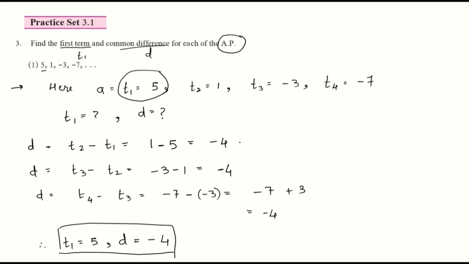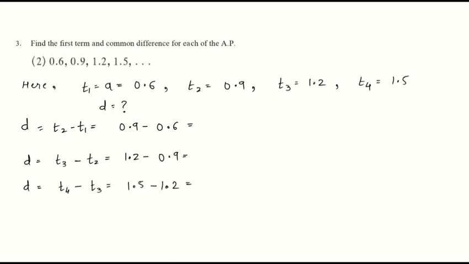Moving on to next question. Here in the AP it is T1 is equal to A is 0.6, T2 is 0.9, T3 is 1.2 and T4 is 1.5. We need to find the common difference as we already got T1 is equal to A. So to find the difference, first we will take T2 minus T1 is equal to, T2 is 0.9 minus T1 is 0.6. So this is 0.9 minus 0.6 will give us 0.3.